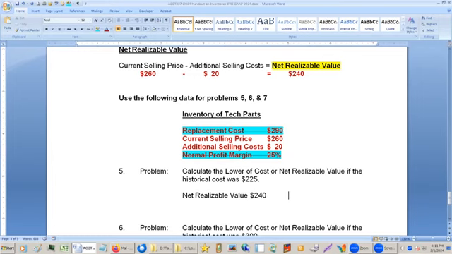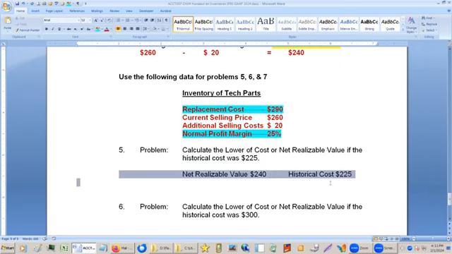And our historical cost of this, what we paid for it, was 225. Okay, so which one are we going to take? The net realizable value or historical cost? We're going to take the lower of the two, which is the historical cost.